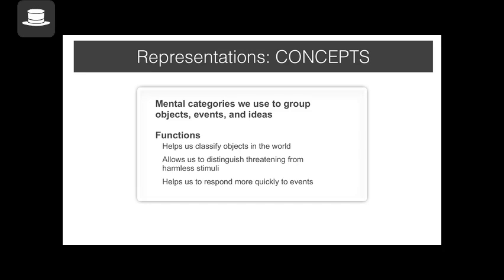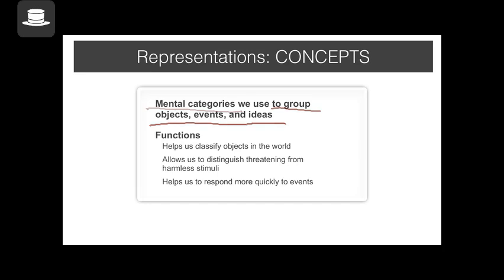The idea here is that we have concepts for these different objects. We have concepts for apples. We have concepts for dogs. We have concepts for even non-concrete objects, ideas like love, freedom, struggle. And what these concepts are, our mental categories of things. And we have these categories by grouping objects or events or ideas that share some commonality between them.